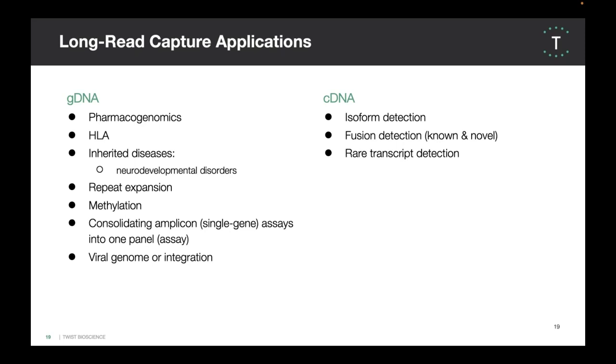We also see a lot of customers trying to consolidate a lot of repeat expansion assays. For example, they have done single gene assays, and now they can merge all the repeat expansions into one assay. Using a capture approach, they can do more than 50 genes in one go. So that has been very efficient for scaling up and making their lab more efficient. So this is something that you can also think about.